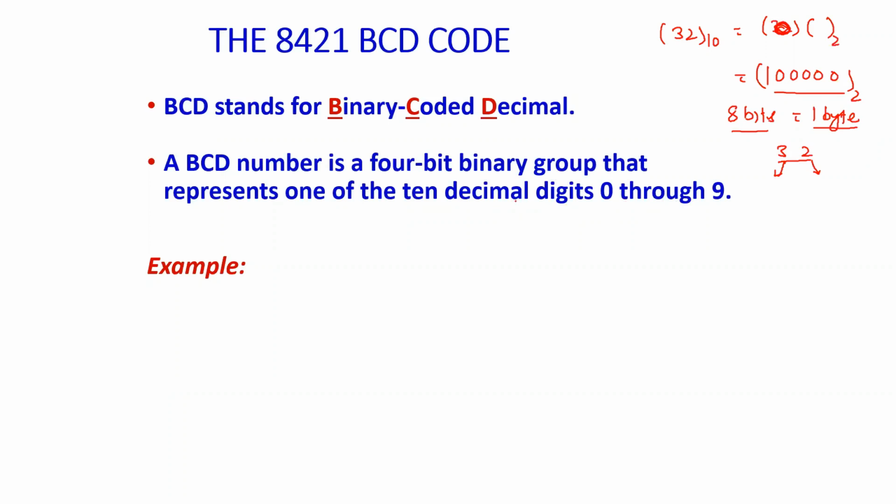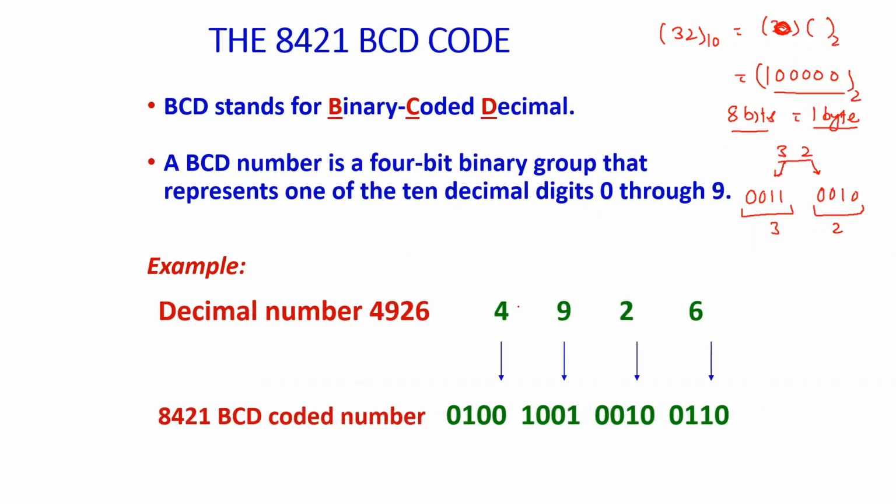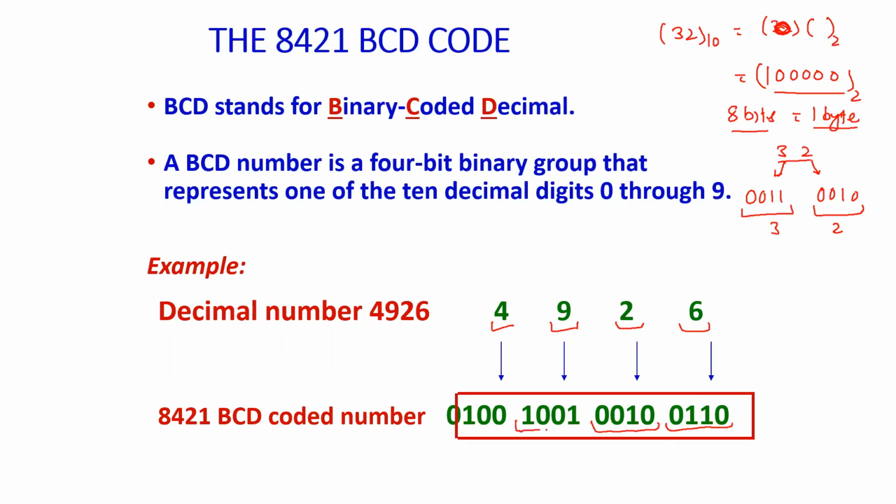So that means you are representing this. So you are writing 32. 32 is to be written as 0011, and this is 0010. So this is for 3, and this is for your 2. So this is how you are actually going to represent your number in BCD. So binary coded decimal. So suppose you are having number 4926. So here this is your 6, this is your 2, this is your 9, and this is your 4.